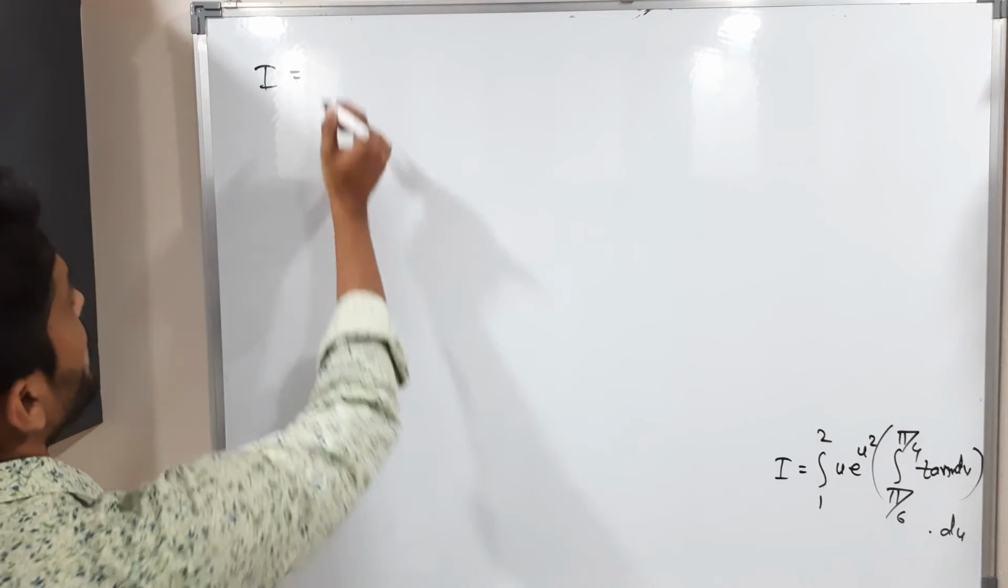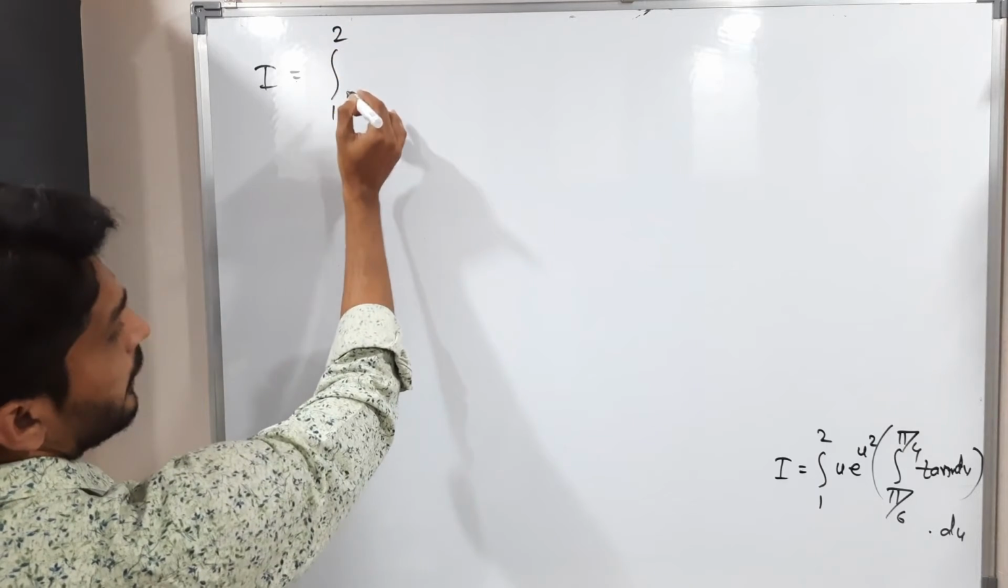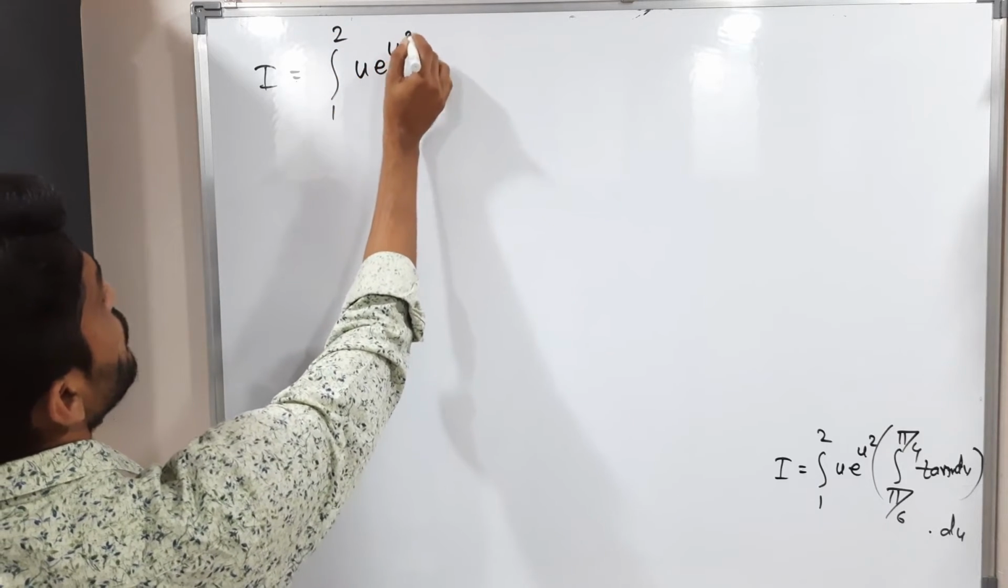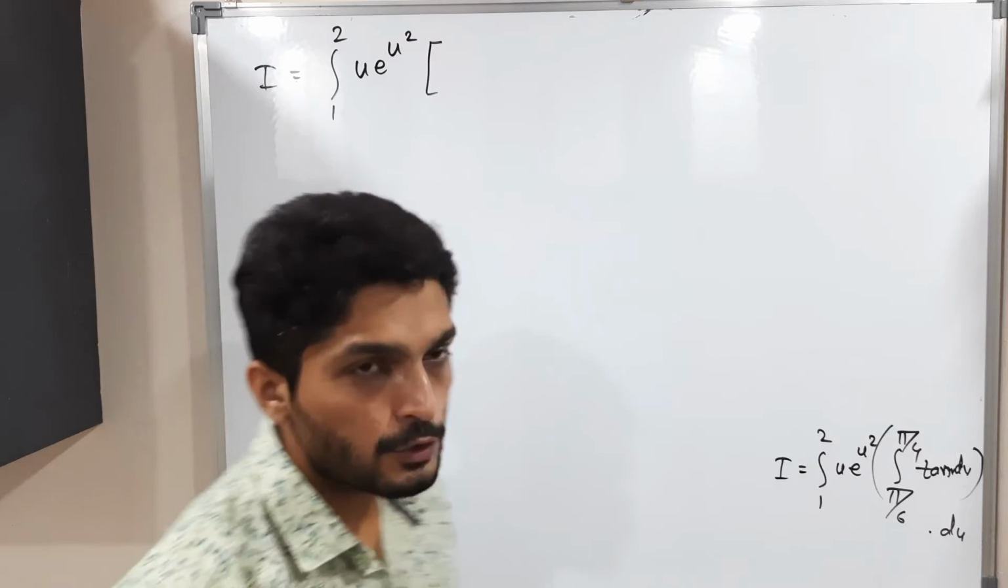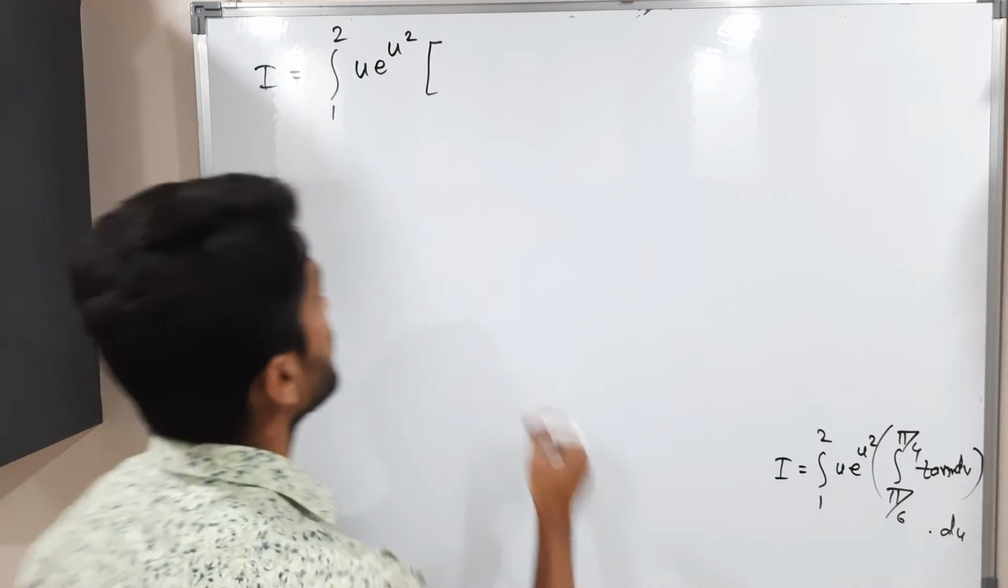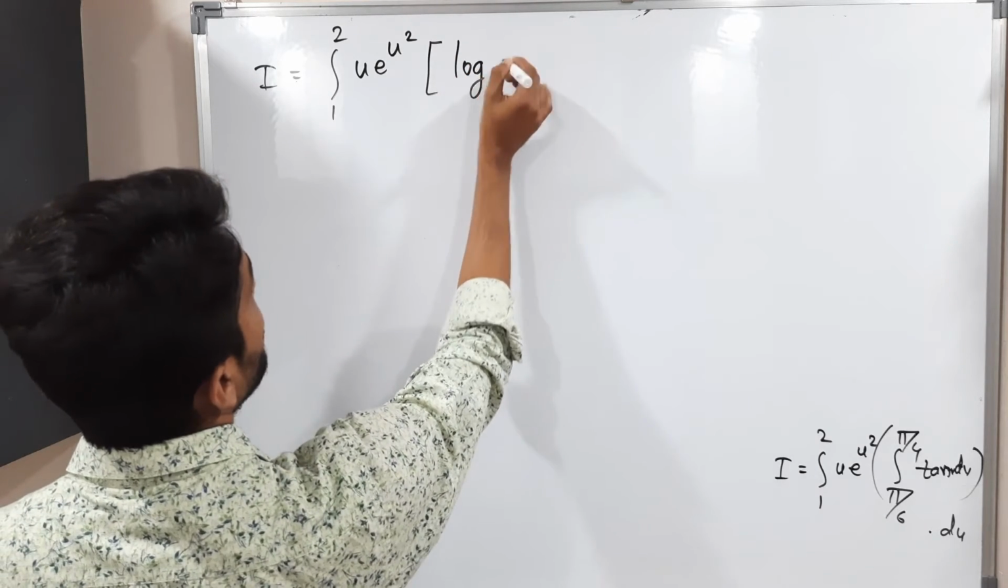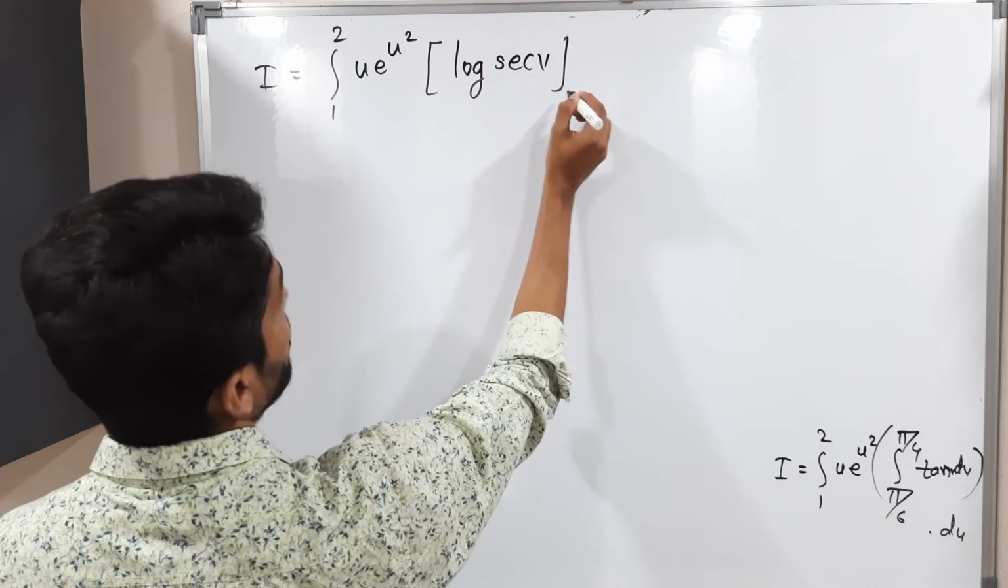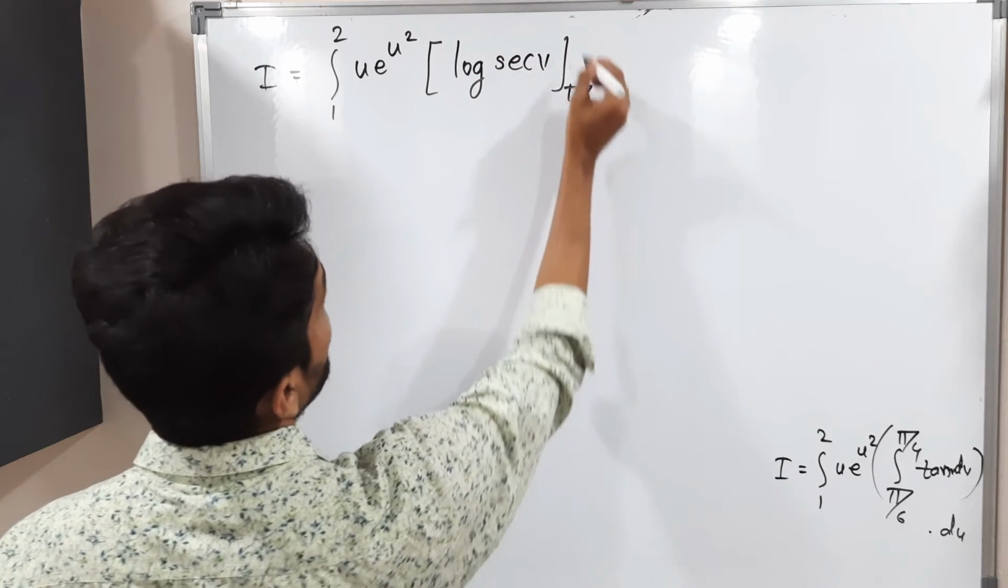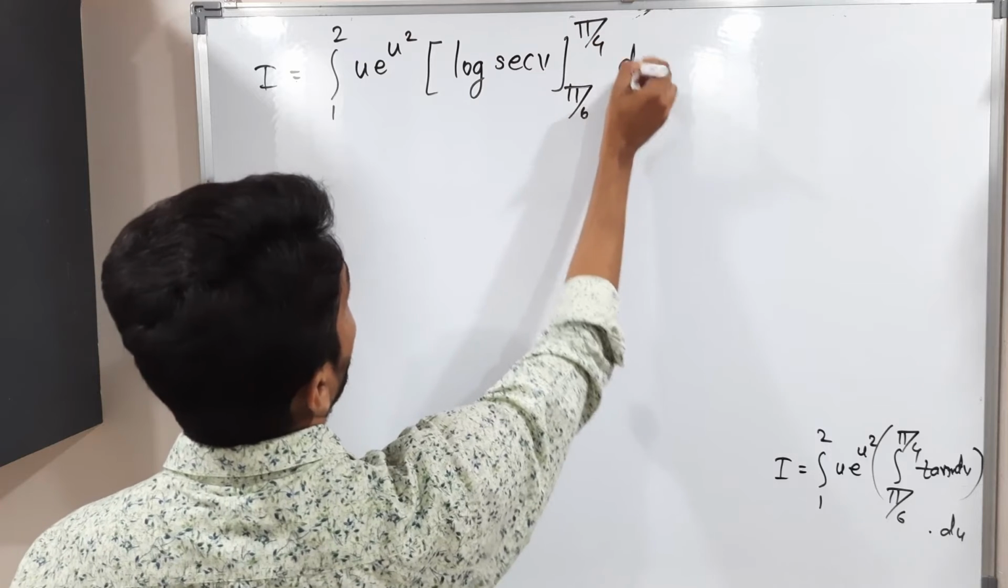So I is equal to integration 1 to 2, u e raised to u square. What is integration of tan? It is log sec v. So this is log sec v having limits pi by 6 to pi by 4 and du.